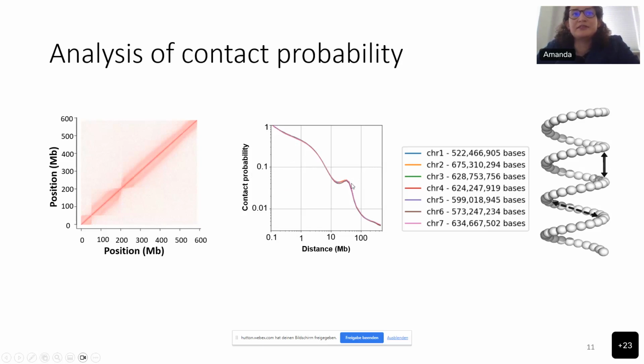That's where sites come back close to each other again. And this is what corresponds to a helical turn. So at this distance, we will always have sites of the chromosome coming back together. And this relates to the helical turn length. And for barley, which has 7 chromosomes, all of them show a bump at the same place, although they have slightly different chromosome sizes.